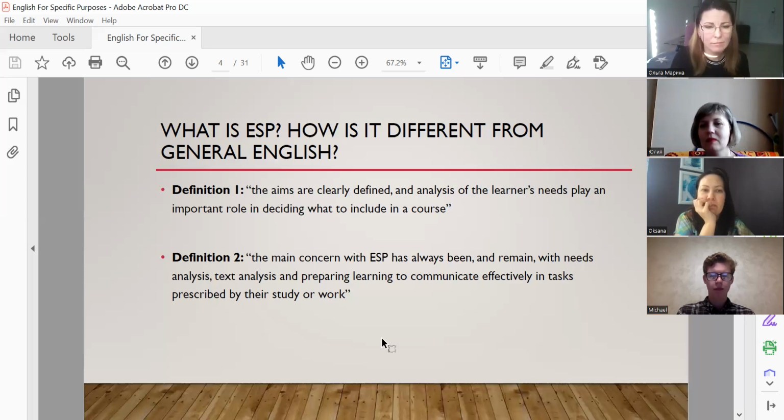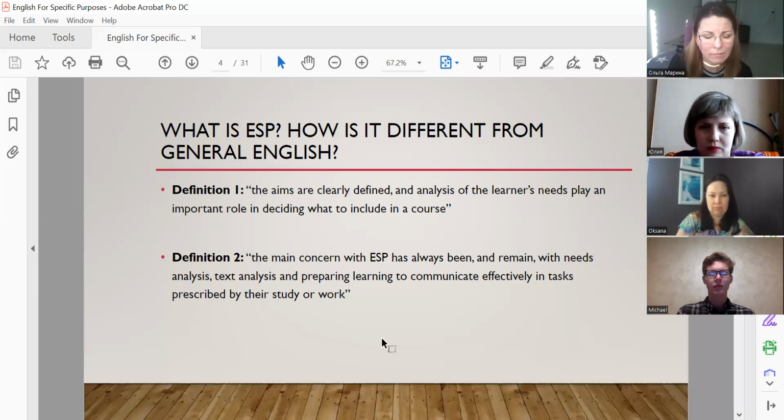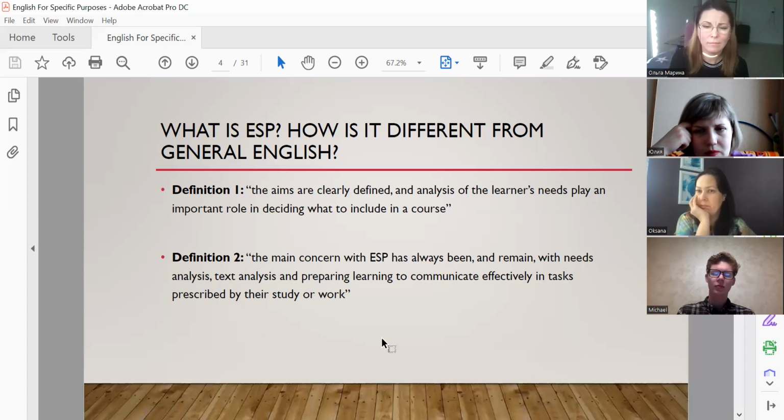Definition 2. The main concern with ESP has always been and remains needs analysis, text analysis, and preparing learners to communicate effectively in tasks prescribed by their study or work. So, in other words, we have ESP because it's a soft skill that we need to teach, English and other soft skills, in order for our students to communicate more efficiently in the course of their studies or work.